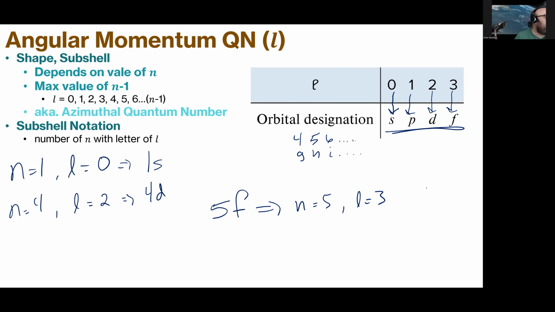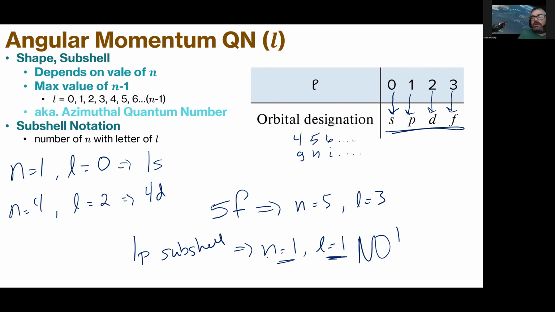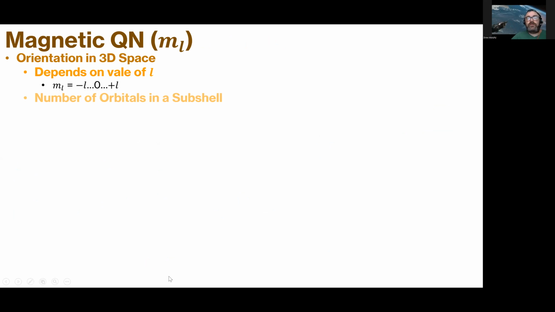Okay. We also need to be able to determine if things exist or don't exist. So if I ask you about a 1p subshell, does that exist? Well, let's define what 1p means. 1p means n equals 1 and L equals 1. Can L equal 1 if n equals 1? No. So this does not exist. Okay. So we've got to be able to figure those kinds of things out as we go.